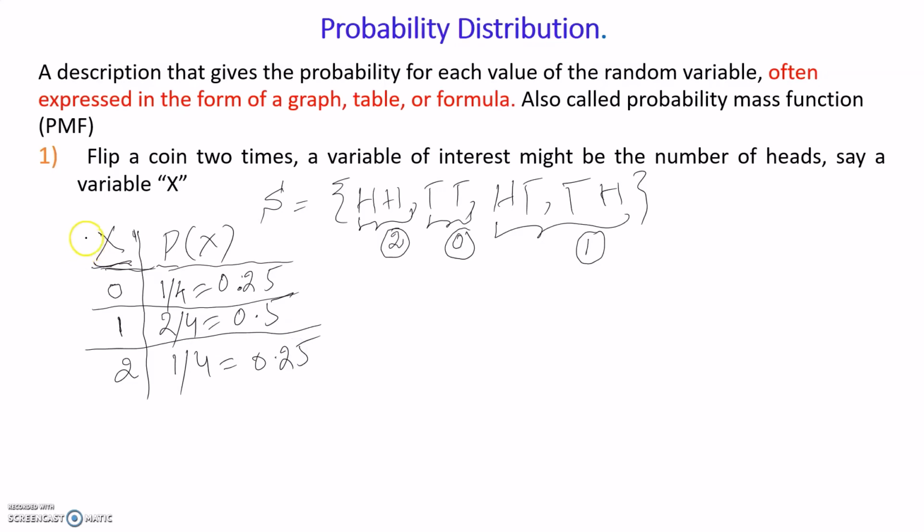So my dear student, I have just created this beautiful table. Look at this table. This table is actually what is called a probability distribution. So it's a description. A probability distribution is a description that gives you the values of the random variable along with their corresponding probabilities, right? Such a description is called a probability distribution.